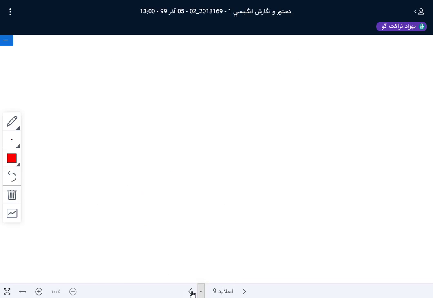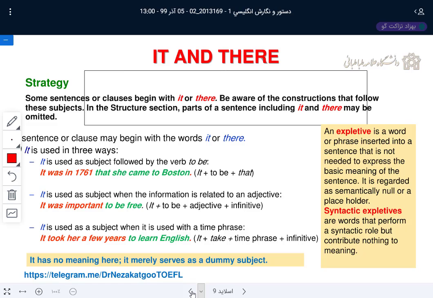Well, let's go to the next part about expletives. Well, Mujtaba, will you please read this box? An expletive is? Yes, sir. No, the yellow box, right? Yeah, yellow box. I made a mistake. Yeah. An expletive.